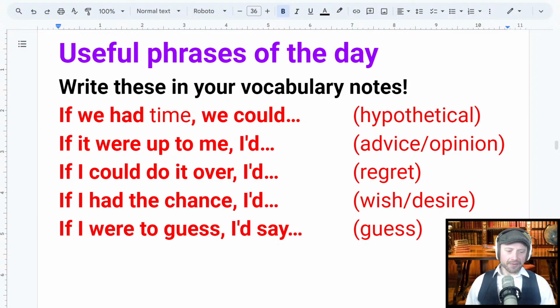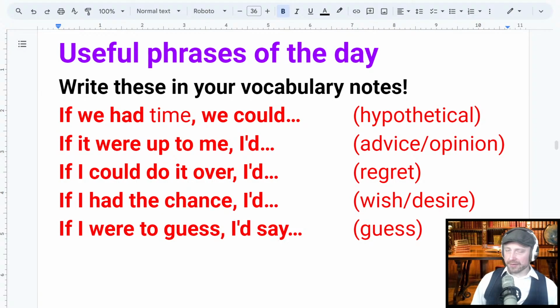And if you don't have a vocabulary notebook, you should have a vocabulary notebook. I recommend a physical notebook, that is pen and paper. It is the best. Although a digital notebook is second best, which is much better than having no notebook at all. So there are your phrases of the day, and you can see the meaning, the functions for each one.